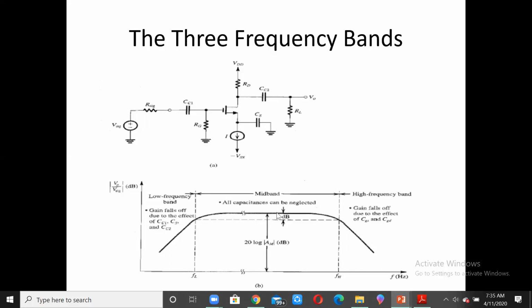From the mid-band gain, the value of the gain at this point and at this point is 3 dB below the peak. And magnitude wise, you can just consider it as, if you consider this as AM, this point will be AM by root 2. So you can consider in terms of direct values AM by root 2, or in terms of dBs as AM minus 3 dB, that is 3 dB less.